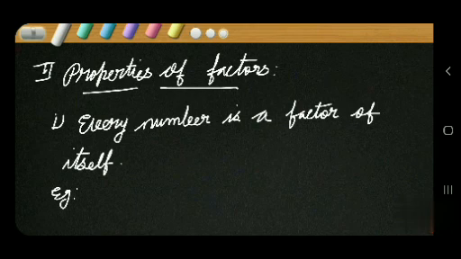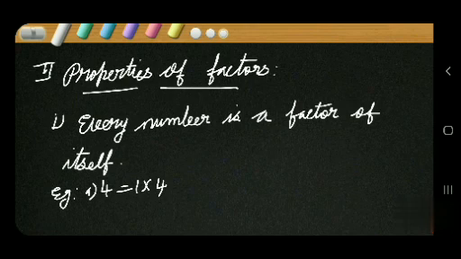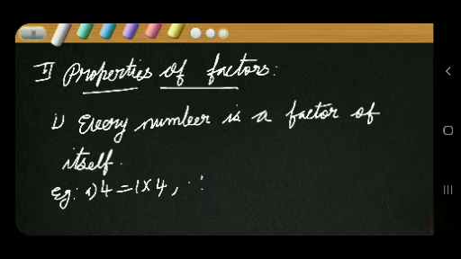Example A, 4 is equal to 1 into 4, which means, yes, 4 is a factor of 4. Very clear, isn't it? No explanation needed further, I think. 4 can be written as 1 into 4. So this 4 is a factor of 4. Any doubt? I think absolutely no doubt will be there. So from this what can we conclude? Yes, 4 is a factor of 4, isn't it?